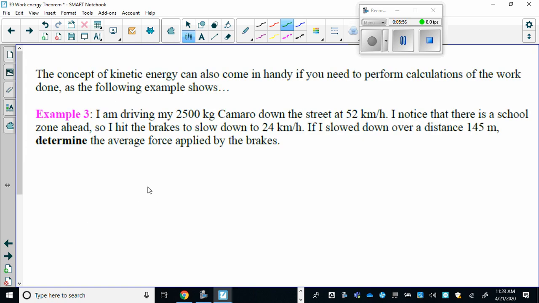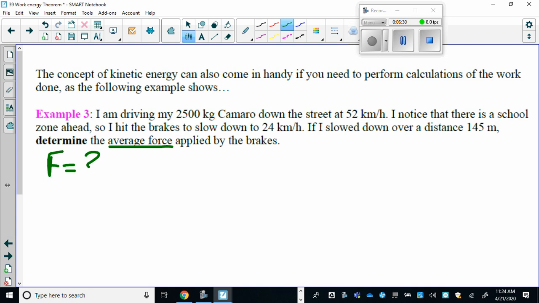And example number 3. This one's got a couple of quirks to it. I'm driving my 2,500 kilogram Camaro down the street at 52 kilometers an hour. I notice there is a school zone ahead, so I hit the brakes to slow down to 24 kilometers per hour. If I slow down over a distance of 145 meters, determine the average force applied by the brakes.